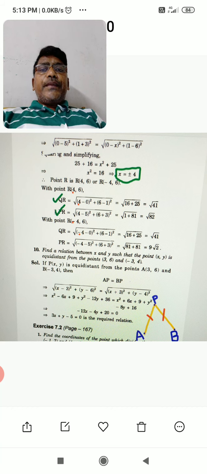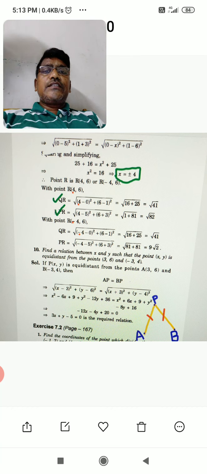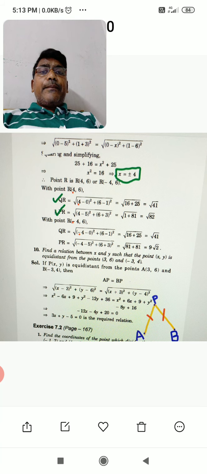So first A to P: x1 equal to 3 and x2 is x only, because it is not given; x1 is 3 and x2 equal to x. So x1 minus x2, x minus 3 whole square, plus y1 minus y2, that is y minus 6 whole square. So BP, same like that, P to B we find the distance by using the distance formula. So x plus 3 whole square plus y minus 4 whole square. You see here AP equal to BP, the square root on both sides is going to be cancelled, or we can say squaring both sides.